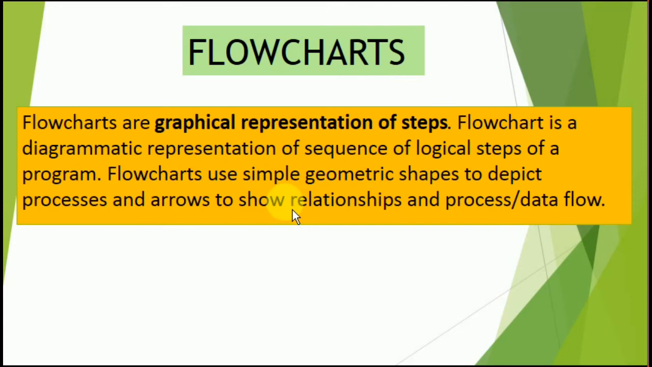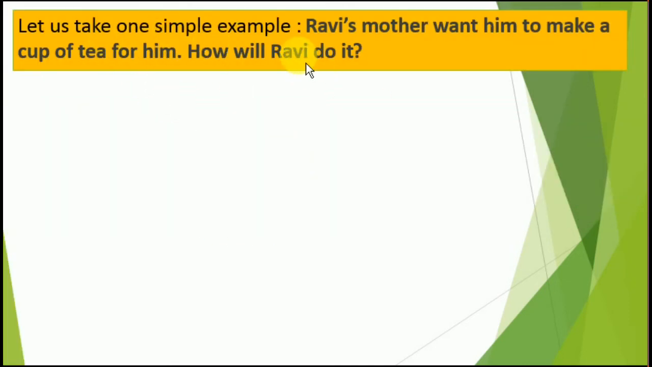What is a flowchart? It is a graphical representation of steps. It is again the same sequence we are going to work, but in this case we are going to draw graphics, diagrams, different types of geometrical shapes which have different meanings. Now let us take one example first. Ravi's brother wants him to make a cup of tea. Now we are discussing that in the case of both the algorithm and the flowchart, how it is going to work, how we convert an algorithm to a flowchart.